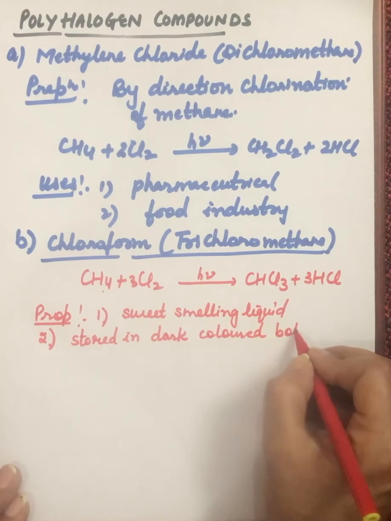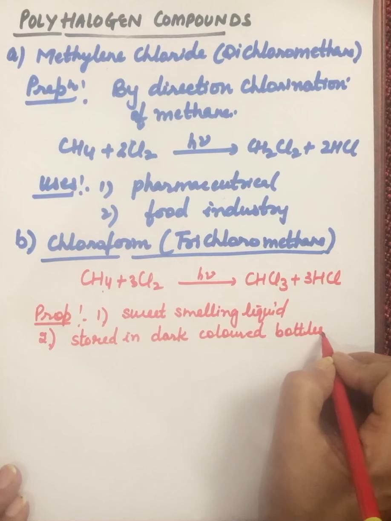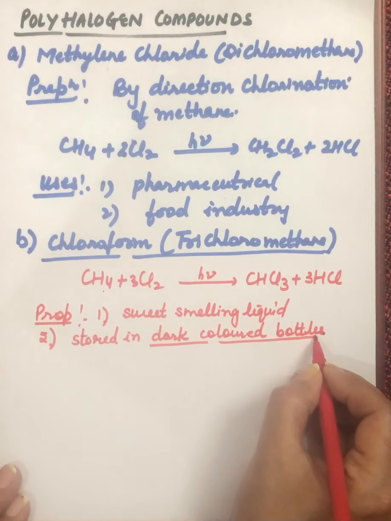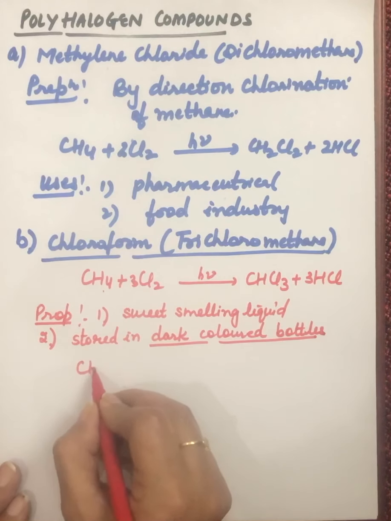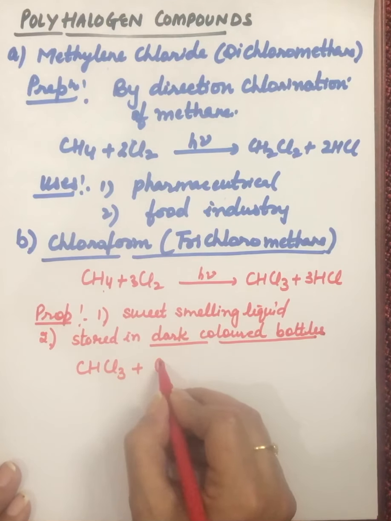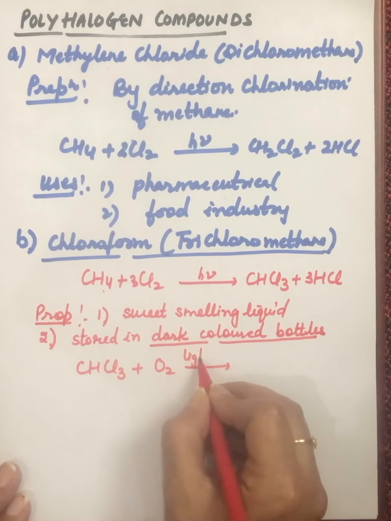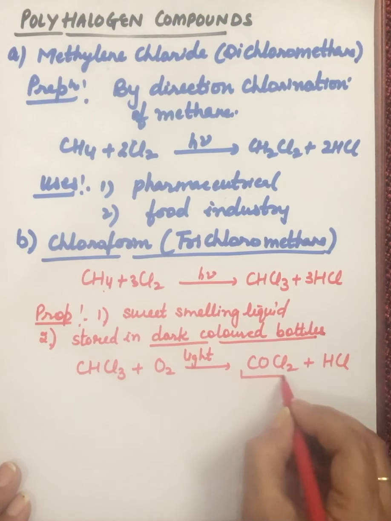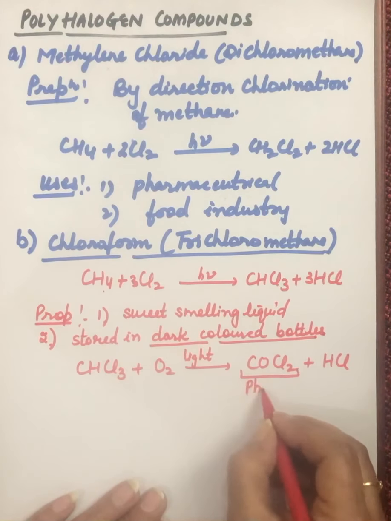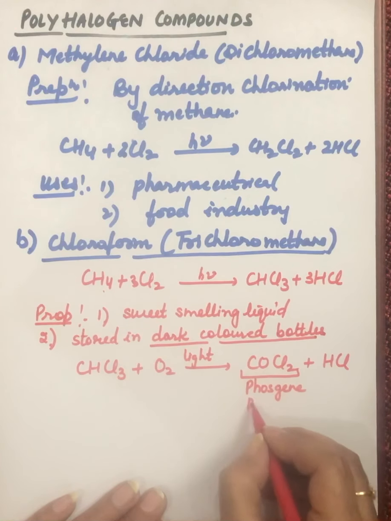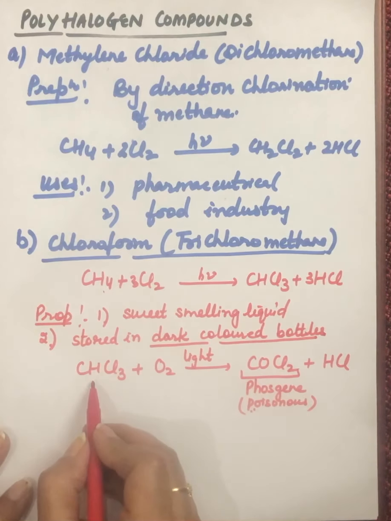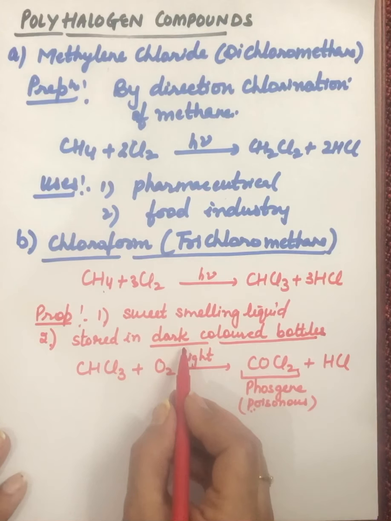The compounds which are stored in dark color bottles are stored so because they get oxidized with sunlight. And if chloroform gets oxidized, it changes to a poisonous gas. If it comes in contact with the light, it gets oxidized and changes to COCl2, which is phosgene gas, and it is a poisonous gas. That is why chloroform needs to be stored in the dark color bottles.